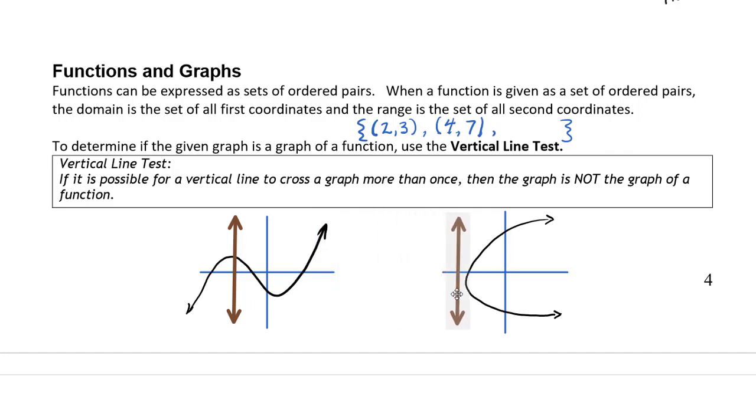However, if I drag it over to my second graph, notice that it doesn't touch the graph at all, and then it bumps in one place, right here. And then, if I keep on moving it, the graph hits this vertical line in 2 places, at the top and then down here. This will continue on, and so this does not pass the vertical line test. This is not a function.